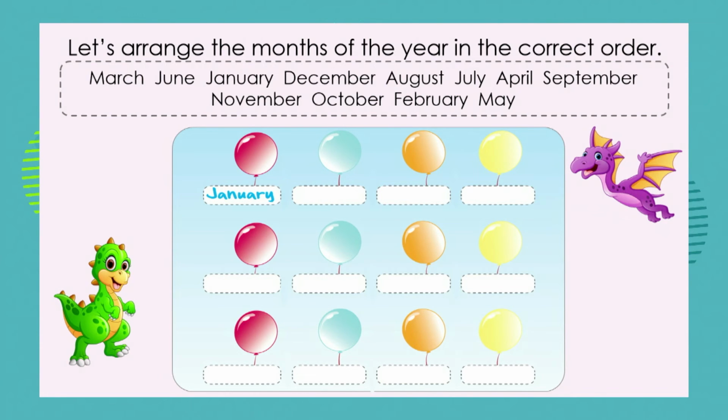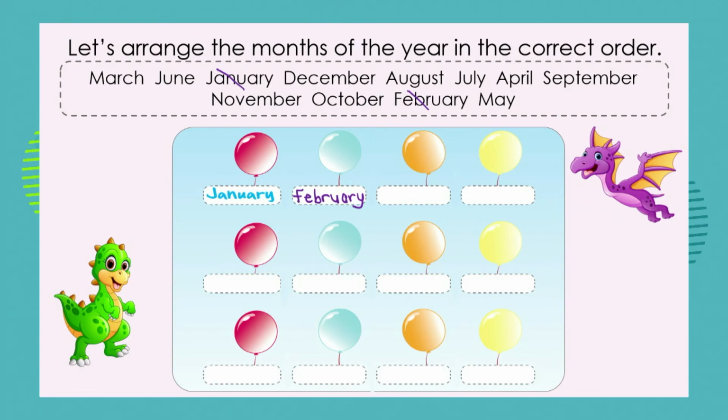Now we are going to arrange the months of the year in the correct order. So we know that January is the first month of the year and December is the 12th or the last month of the year. So they have done January for us already. So let's look which month comes after January. It is going to be February. And we know that in February we celebrate Valentine's Day. So we can cross out February.